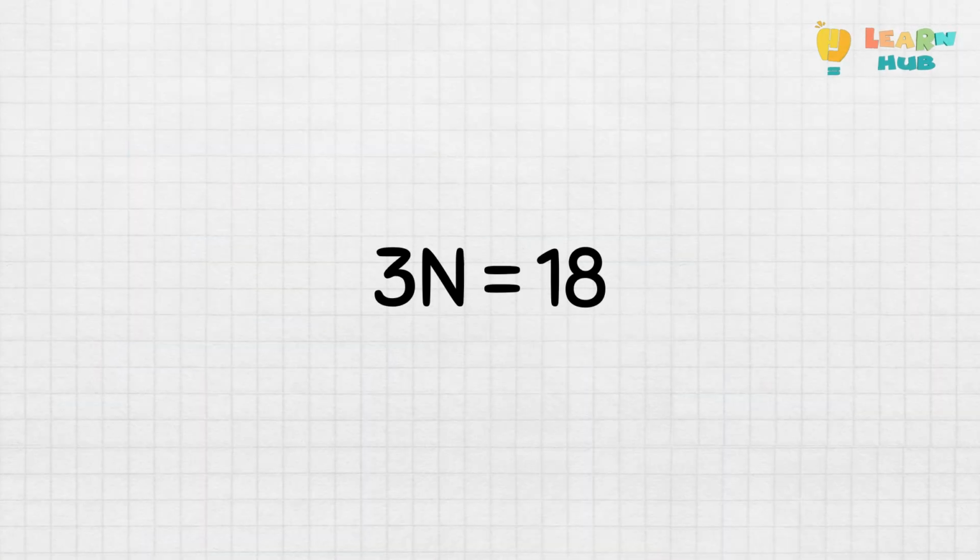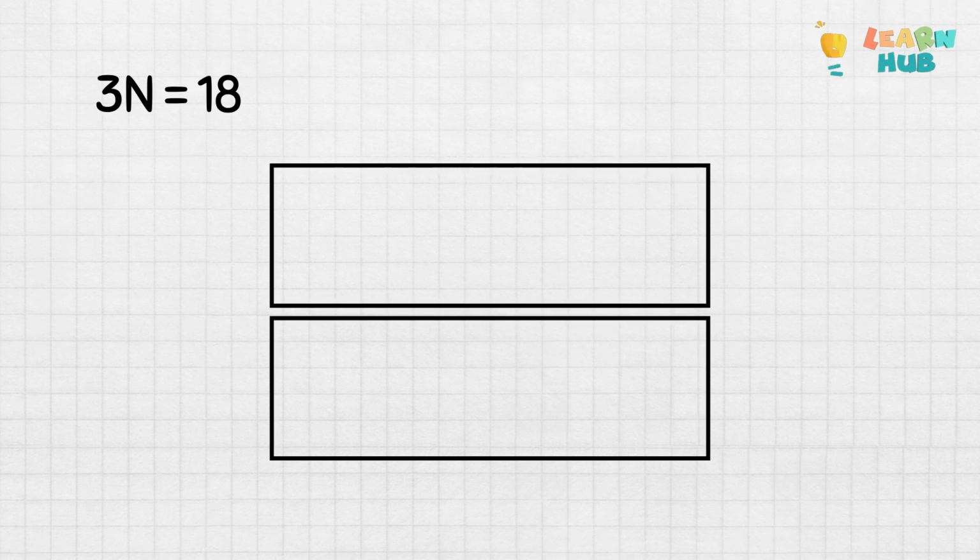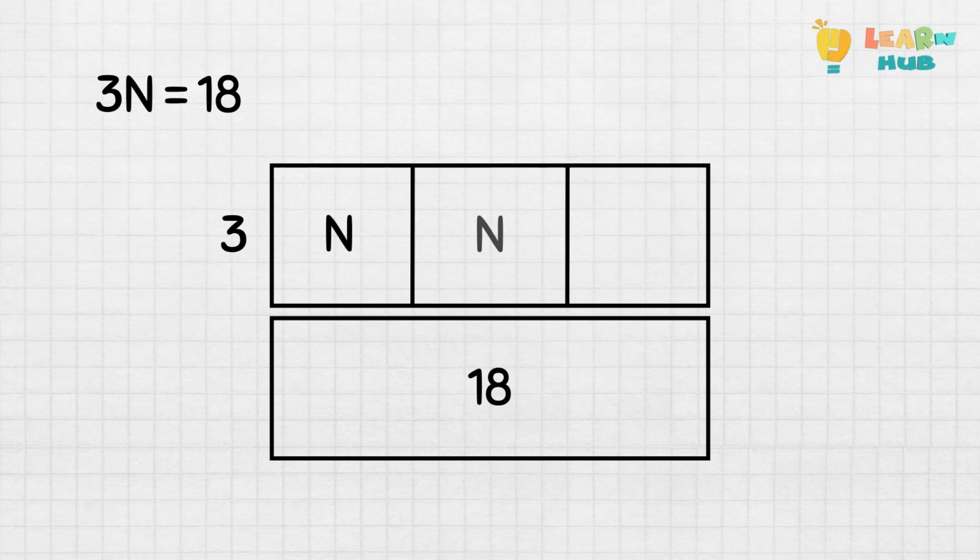Solve for n where 3n equals 18. This expression, 3n, is a simplified version of 3 times n. Now, let us draw two identical bars. The one on top represents 3n, and the one at the bottom is 18. Since we have 3n, we can divide the bar by 3 and name each portion n.